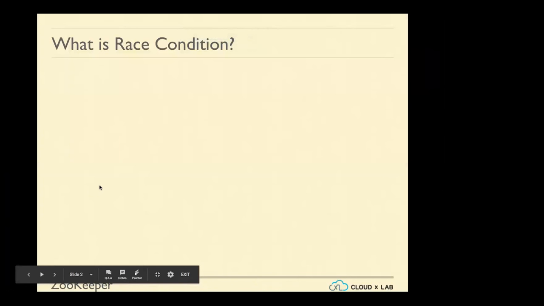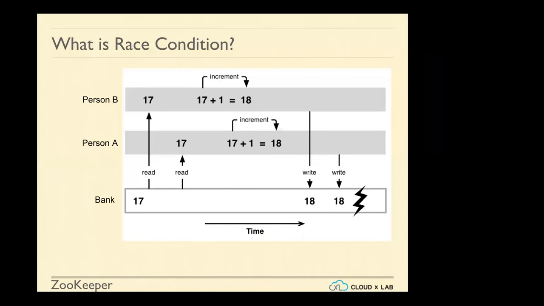So what is a race condition? Let me explain. Imagine that there is a bank, okay? And in this bank, there is a bank account of a person, and there are two persons, a husband and wife, A and B. They both are trying to deposit $1 into this bank account. Person A and person B both did this deposit of money at the exact same second or same millisecond.